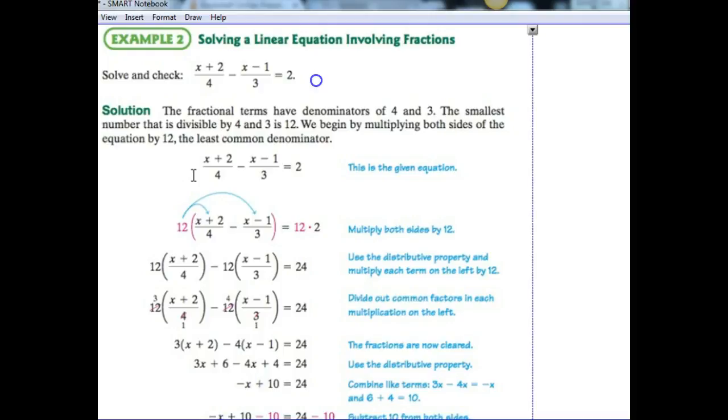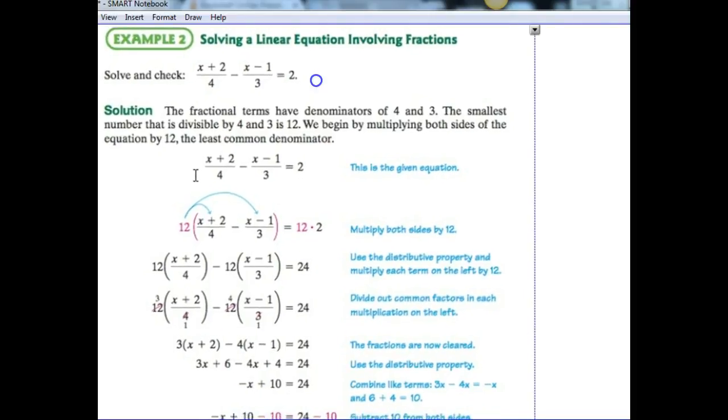Now, when we do that, you can see in this step right here, we're going to multiply 12 by the first one, 12 by the second one, and then ultimately 12 to the other side as well. Now, when you do, the 4 and the 12 are going to cancel or reduce each other, and that 12 is going to become a 3. That means it's going to be 3 times x plus 2 here. And then when I multiply 12 by the second equation, the 3 and the 12 are going to cancel each other, and it's going to reduce the 12 to a 4. So I've got a minus 4 times the x minus 1, which is left. And then, of course, on the other side, the 12 times 2 simply just gives you 24.